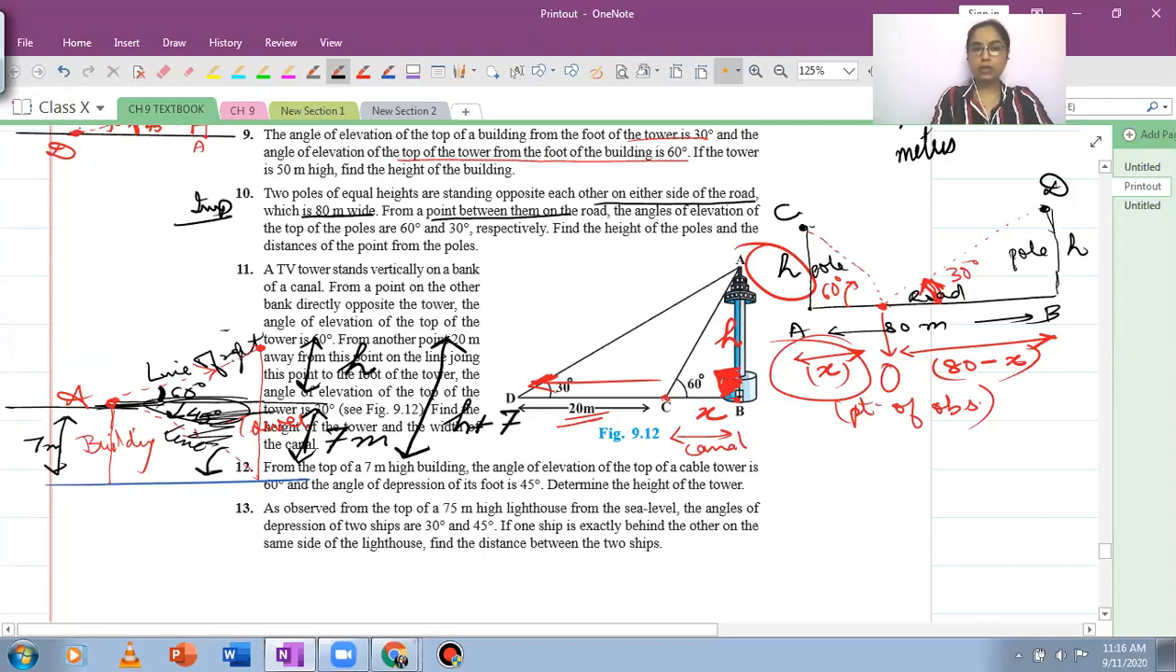So एक ऊपर triangle बन जाएगा, एक नीचे triangle बन जाएगा, and then you can just find out the value of h. Let's solve this.